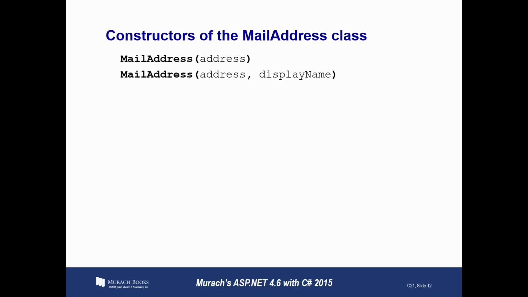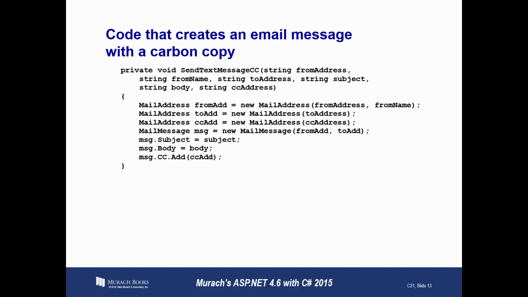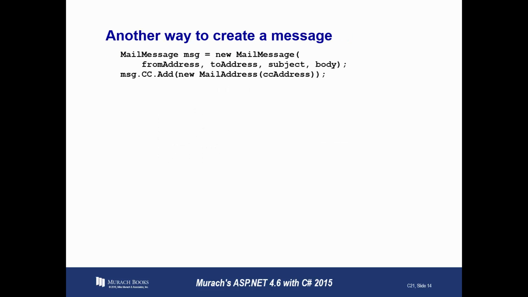The constructors of the mail address class, I should say: we've got the first one, which creates an email address with a specified address string, and the second one, which creates an email address with the specified address and display strings. So there's a couple examples after this. The first one illustrates how to use these classes to create an email message that includes a carbon copy or a CC. The second example, on the bottom of the page, shows how to create the same email as the first example without setting the display name for the sender.